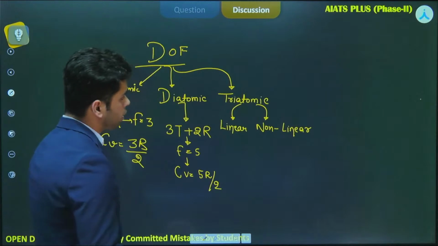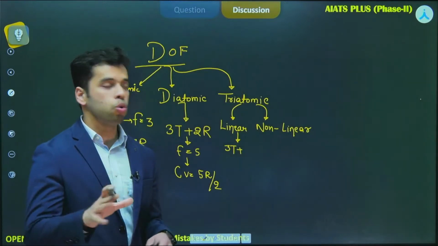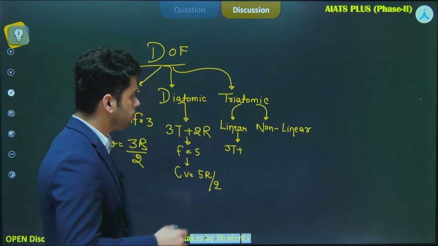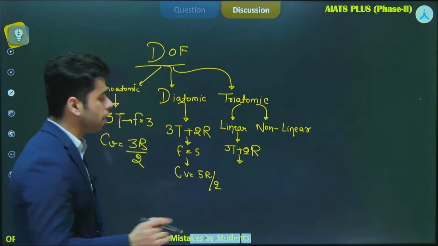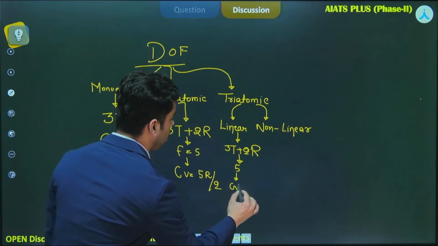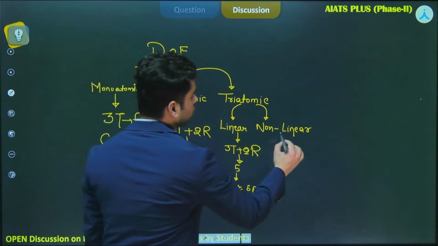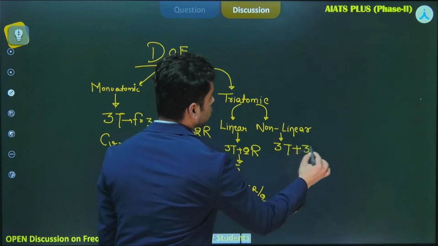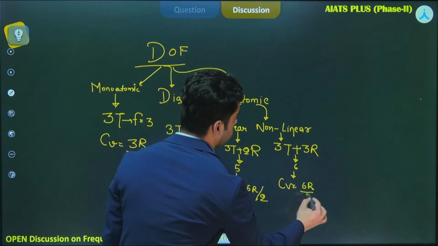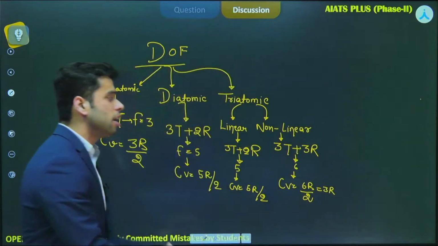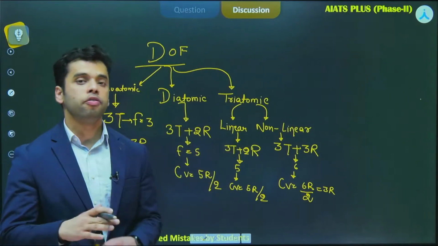Right? Let's talk about the linear triatomic. It will have 3 translational degrees of freedom, plus it will have only 2 degrees of freedom associated with rotation. So the total number of degrees of freedom for linear triatomic is 5, which means that the value of CV again becomes 5R by 2. What about the non-linear triatomic? Non-linear triatomic: 3 translation plus 3 rotation, total degree of freedom becomes 6. That means the value of CV becomes 6R by 2, that is equal to 3R. Now, if you are clear with this chart, you can find out CP, CV, gamma. You can calculate everything.